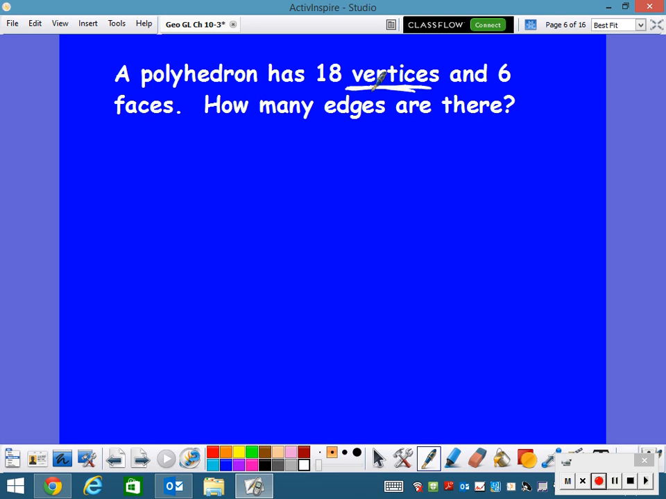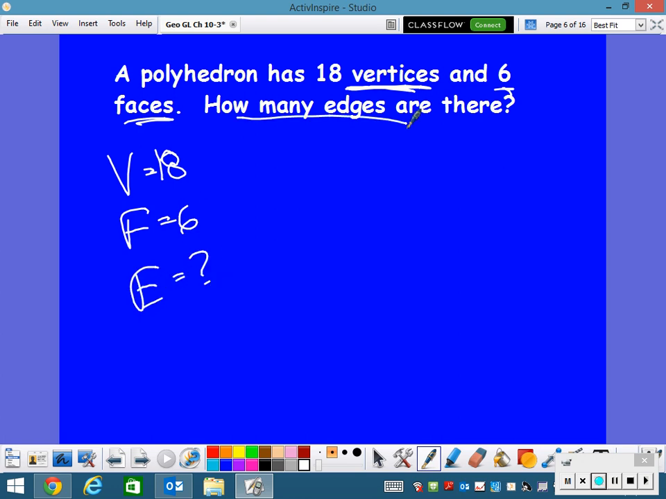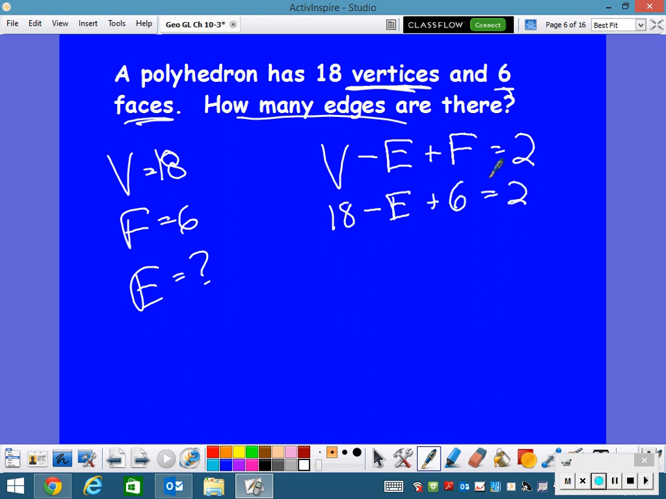So I know I've got 18 vertices, so V equals 18. And I know I've got 6 faces, F equals 6. And the question is, how many edges are there? So I just plug it in the formula and go. V minus E plus F equals 2. So 18 minus, I'm looking for the edges, E, plus F is 6 equals 2. I'm going to solve it for E.